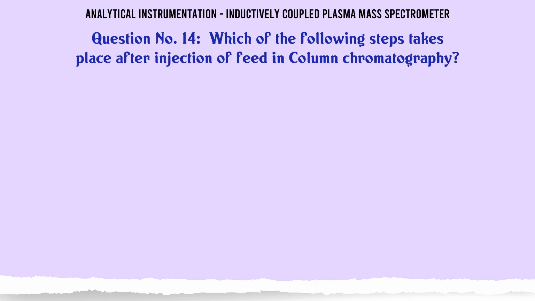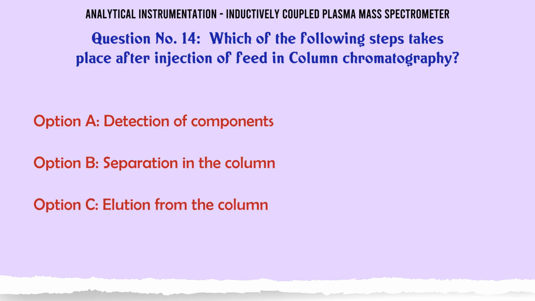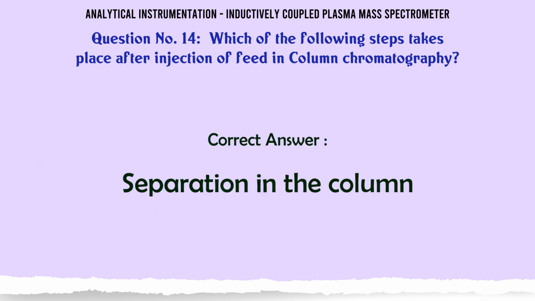Which of the following steps takes place after injection of feed in column chromatography? A. Detection of components, B. Separation in the column, C. Elution from the column, D. Collection of eluted component. The correct answer is separation in the column.